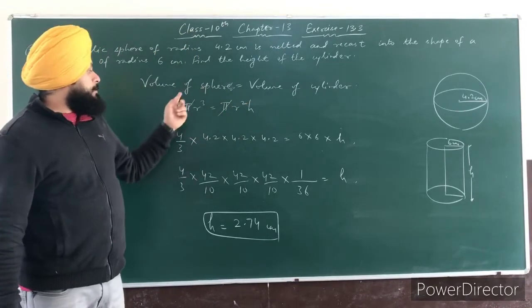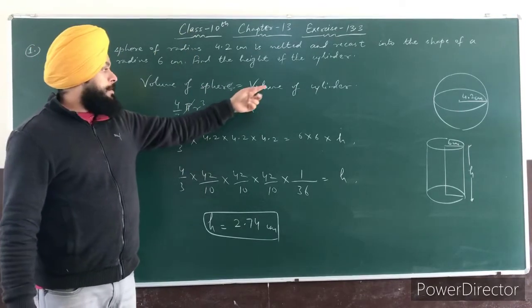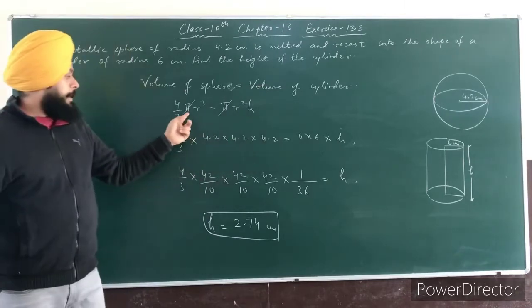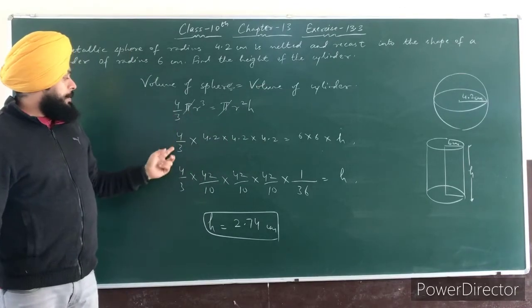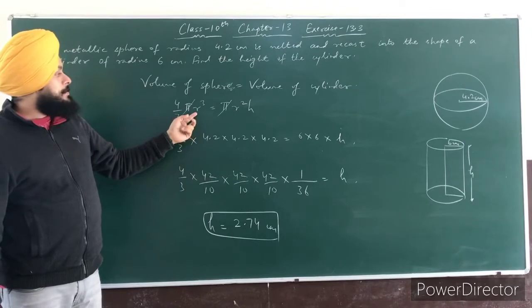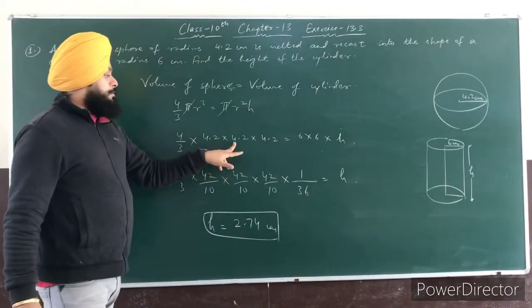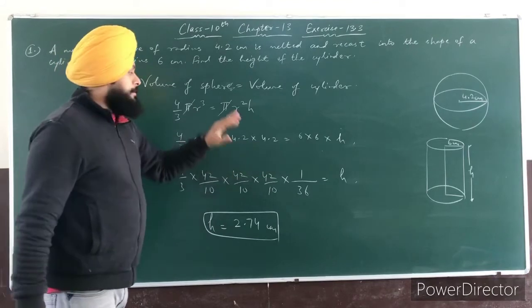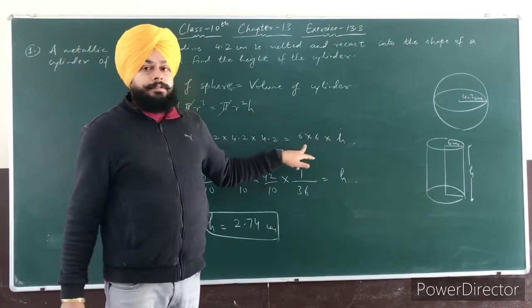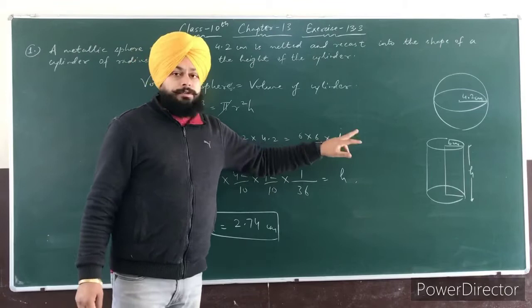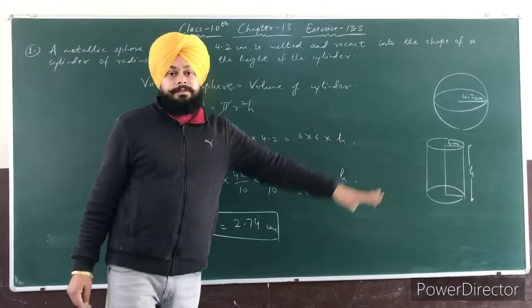Now volume of sphere is 4 by 3 pi r cube and the volume of cylinder is pi r square h. Now pi should cancel. 4 by 3, value of r is how much? 4.2. 4.2 into 4.2 into 4.2. Write 3 times. And the radius of cylinder is 6. 6 into 6 into h. We have to find the height of this cylinder.